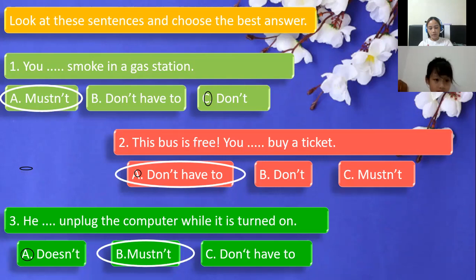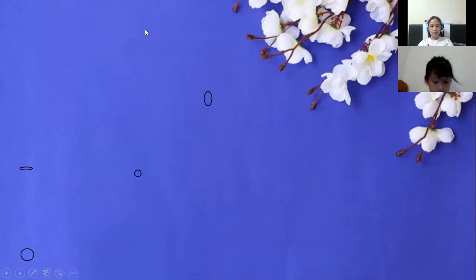You mustn't smoke in a gas station. This bus is free. You don't have to buy a ticket. He mustn't unplug the computer while it is turned on. Turn on, baby. Okay. Okay, baby, go.